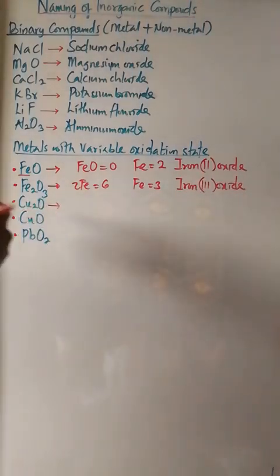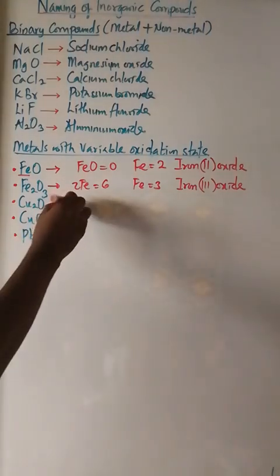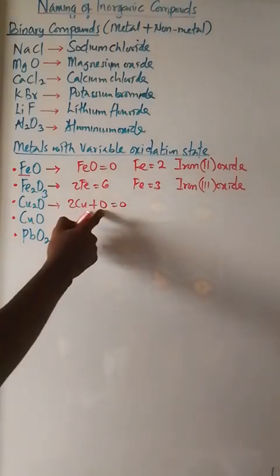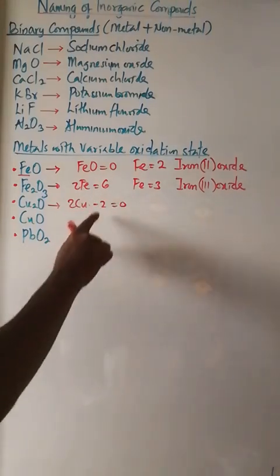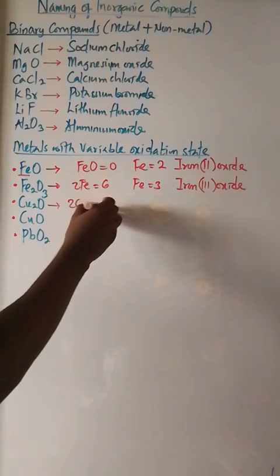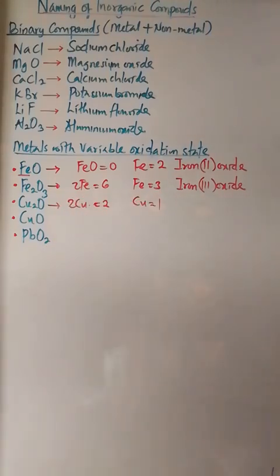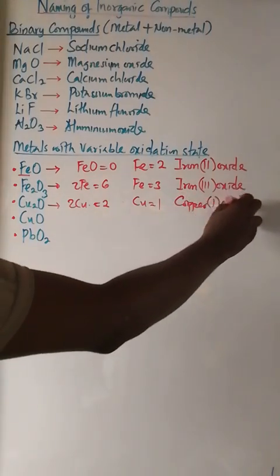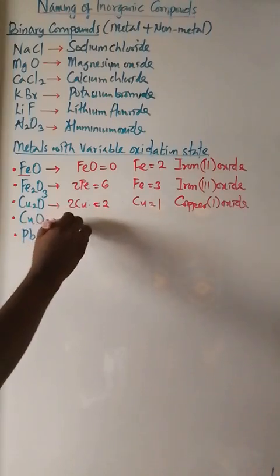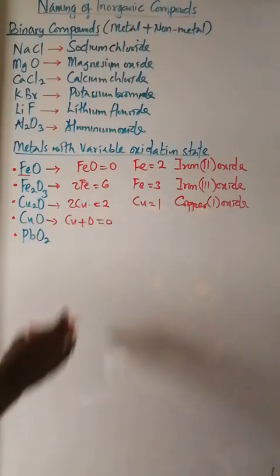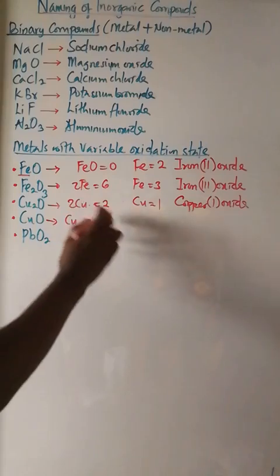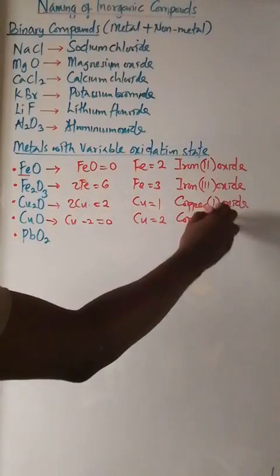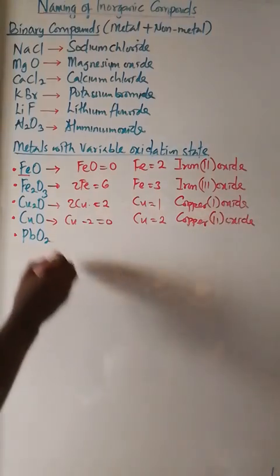Now, the example we did in our first lesson: here we have 2 copper and oxygen equals 0. Oxygen itself is minus 2, so put minus 2 here. When it crosses here, it becomes plus 2. If we divide both sides by 2, copper equals 1. So that's why this one is copper(I) oxide. For this one, we have 1 copper, 1 oxygen equals 0. Oxygen itself is minus 2. When this comes here, we get copper equals 2. So this one is copper(II) oxide.